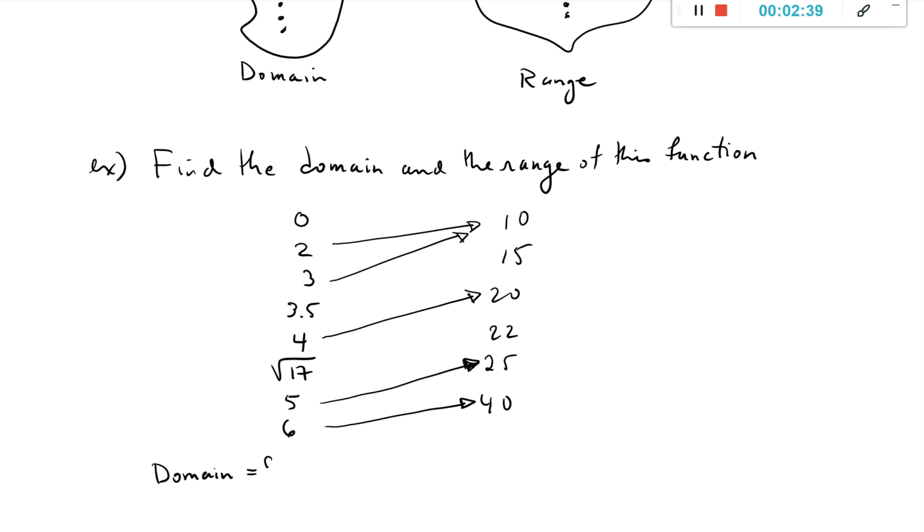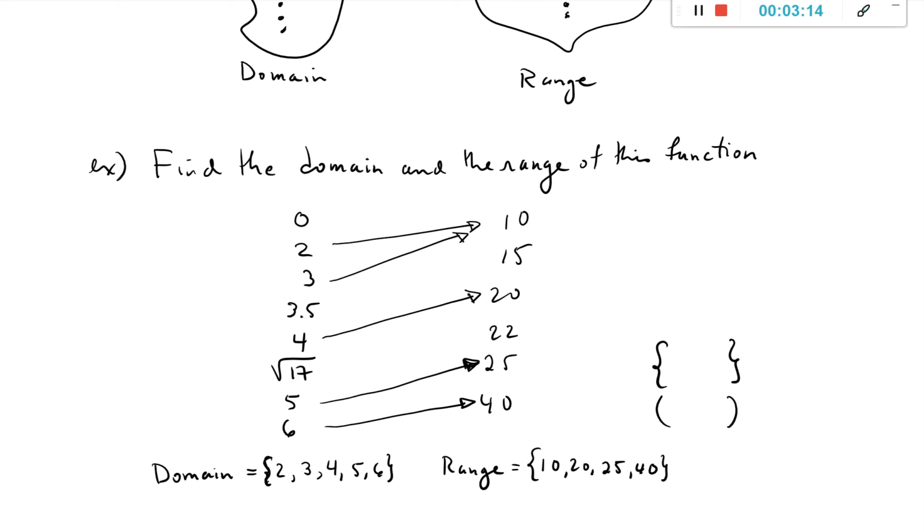But 2, we can feed it into the machine and get out 10 from it. So 2 is going to be in the domain, as are 3, 4, 5, and 6. And the range is what can possibly come out of the function machine: 10, 20, 25, and 40. Notice how I'm using braces to surround the elements of the set. We always use these symbols for containing elements of a set. So this is common practice to use those braces here.